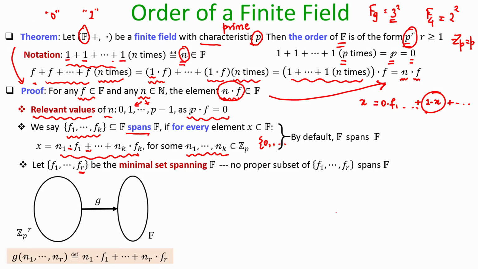Now, what I am going to define is the following. I am going to now define a mapping G from the set ZP^R to the field F. Now, what is the set ZP^R? As per the definition of Cartesian product, ZP^R is nothing but the Cartesian product of ZP with itself R times.